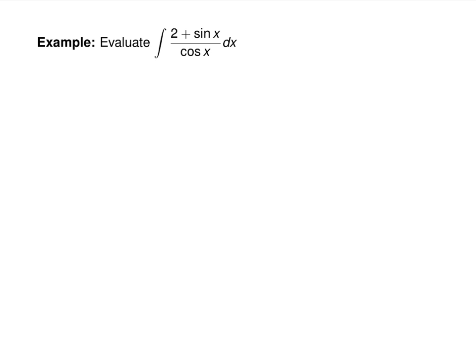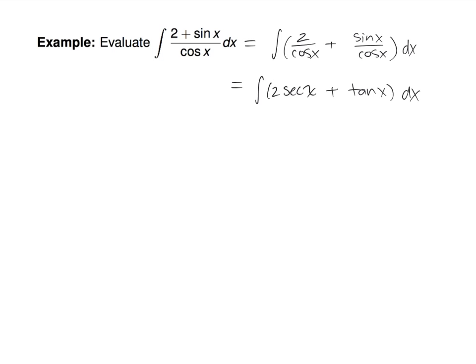Okay, so here you got 2 plus sine x over cosine. So what we're going to kind of do here is we're going to explain why those formulas from yesterday actually work. The ones at the very end that I didn't quite get to. So this is the same thing as 2 over cosine x plus sine x over cosine x. Yes, right? Which is the same thing as the integral of 2 secant of x plus tangent of x dx, right?